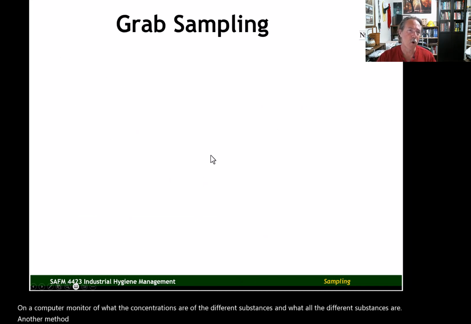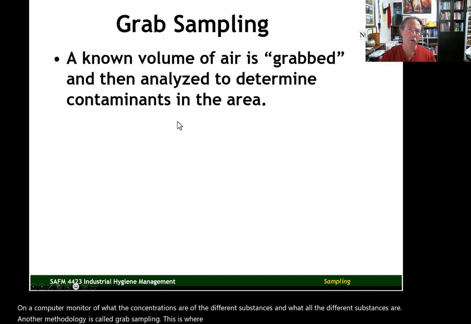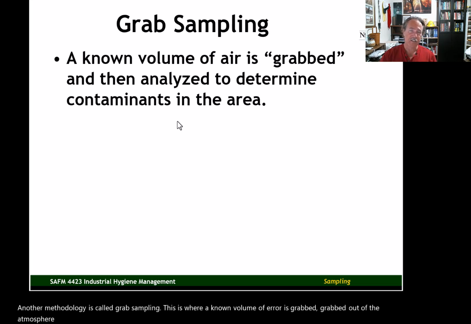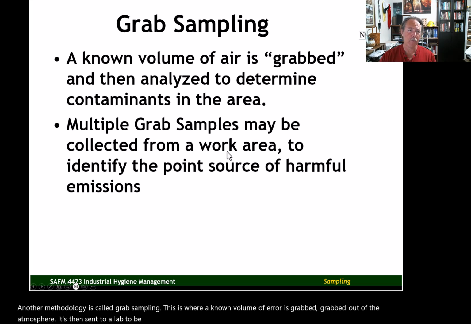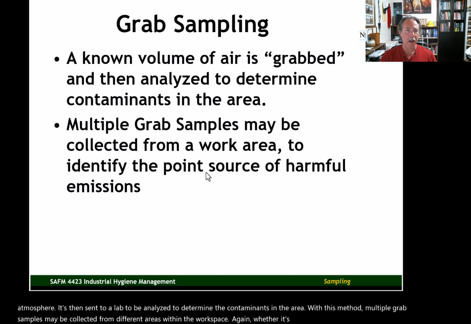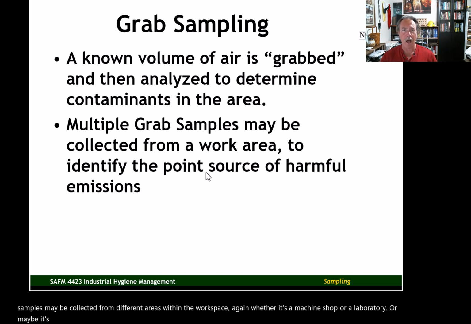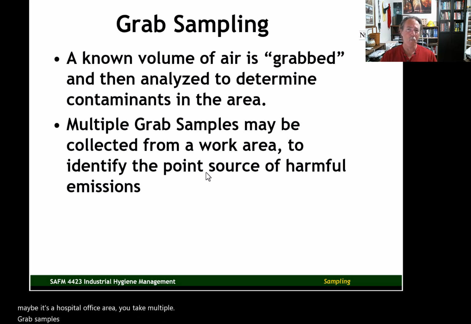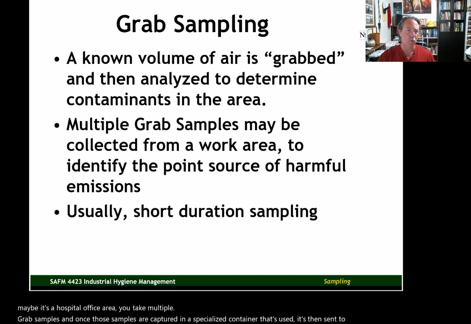Another methodology is called grab sampling. This is where a known volume of air is grabbed out of the atmosphere. It's then sent to a lab to be analyzed to determine the contaminants in the area. With this method, multiple grab samples may be collected from different areas within the workspace, whether it's a machine shop, a laboratory, or maybe a hospital office area. Once those samples are captured in a specialized container, they're sent to the laboratory for analysis.